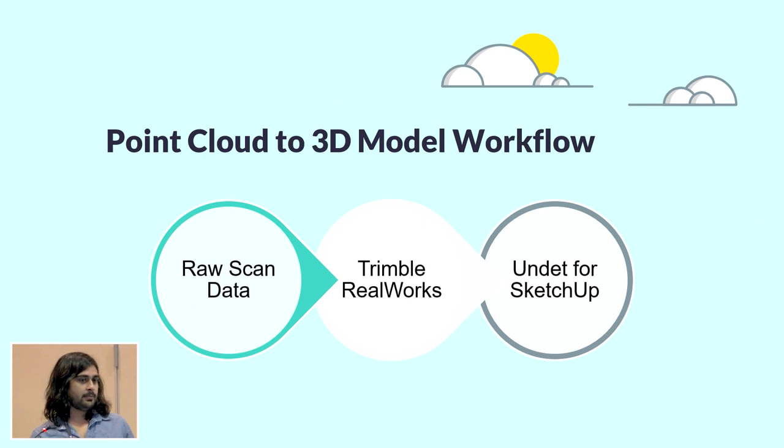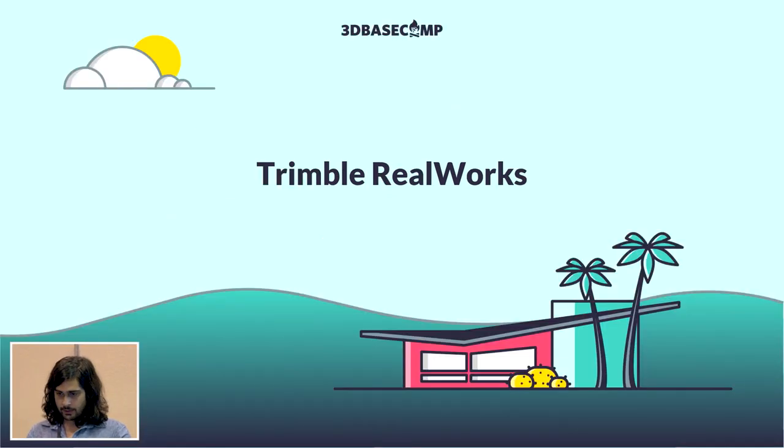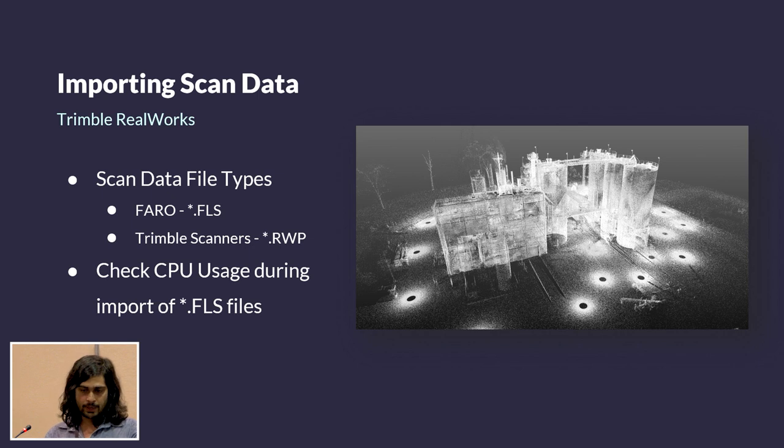In the last presentation in the same room, we took these 3D scanners out and scanned the hallway. We briefly went over bringing that raw scan data into Trimble RealWorks and the process of registration. I'll quickly go through RealWorks. We had two scanners here, the Trimble TX6 and TX8. We also had a Faro scanner.